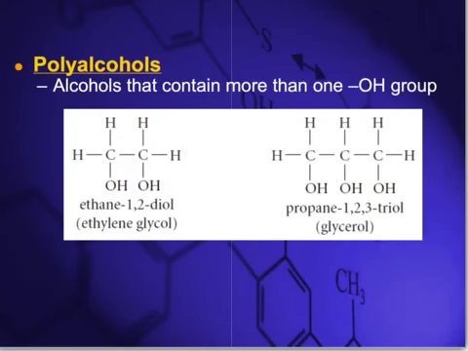As we discussed earlier, it is possible to have more than one hydroxyl group attached to the hydrocarbon chain. The example here we have is ethane 1,2-diol, commonly known as ethylene glycol, which is windshield washer fluid. And we also have propane 1,2,3-triol, commonly known as glycerol, which is a common solvent, and it reacts with fatty acids to produce lipids in biological organisms.